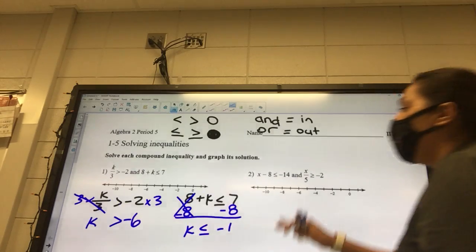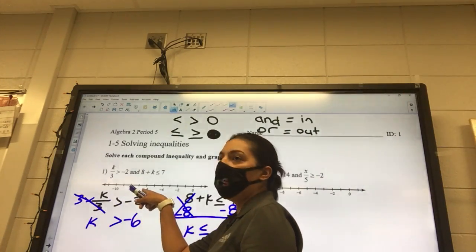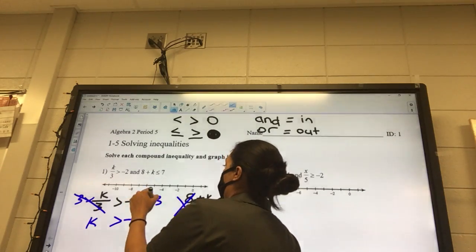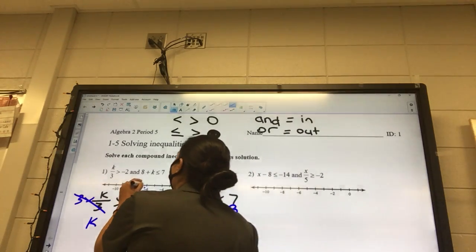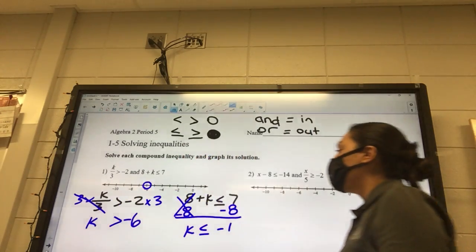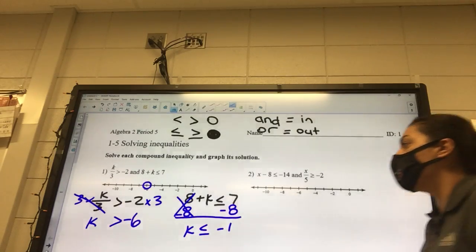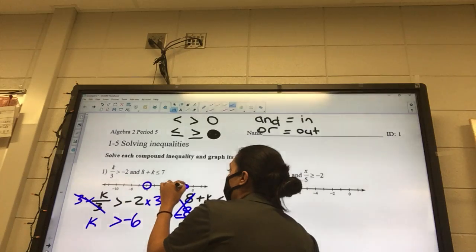Okay, so start by graphing your first one. We know that it should be on negative 6. Should it be an open or closed dot? Open. And then our 1, should it be open or closed? Closed, and our 1 is going to be right here.